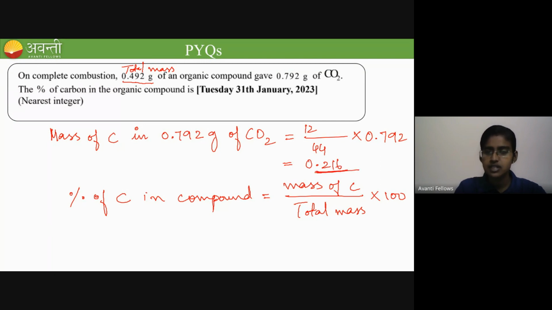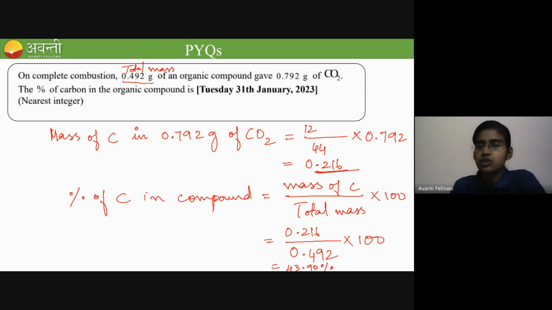Now substitute this here. Mass of carbon is 0.216 and the total mass is 0.492 into 100. Okay, it will be equal to 43.90 percentage. Mass of carbon in the organic compound is equal to 43.90 percentage. So this is the formula that we are using: mass of the component divided by total mass into 100. Mass percentage formula we are applying here.